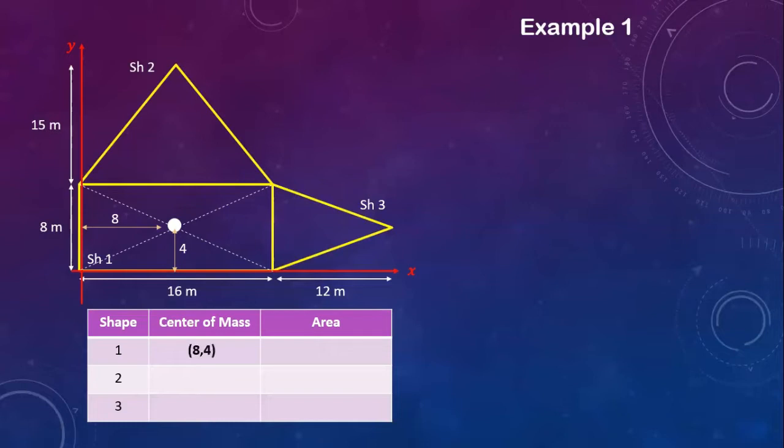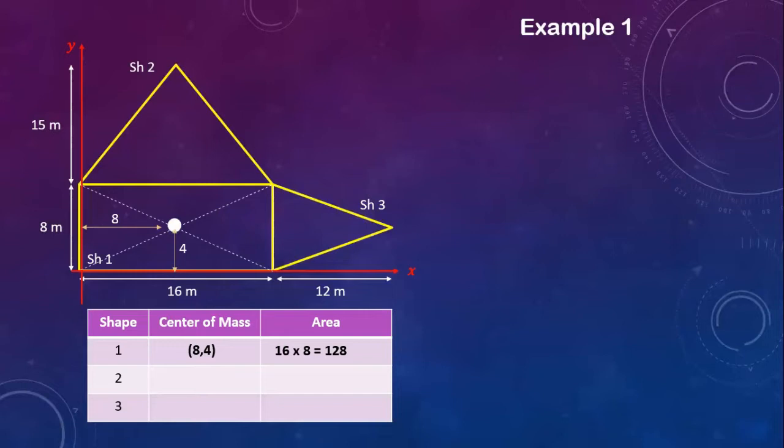So the center of mass of this first shape is (8, 4). And the area of this shape is 16 times 8, which gives 128 square meters. Is it clear, everyone? Good. Now we go to the second shape.